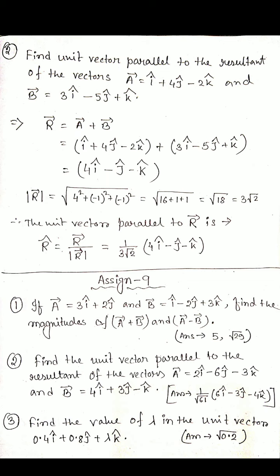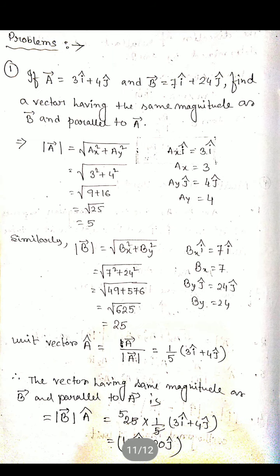Then the unit vector parallel to the resultant: unit vector r cap equals r vector divided by modulus of r vector. The r vector value we already found: 4 i cap minus j cap minus k cap, divided by 3 root 2. This is how we can solve this problem, or find the magnitude and unit vector of any vector. Just keep in mind, whenever it is given parallel to a vector, we find the unit vector of that particular vector. Here it mentioned parallel to the resultant vector, that's why we find the unit vector of the resultant. In the previous problem it was parallel to a vector, that's why we found the unit vector of a.